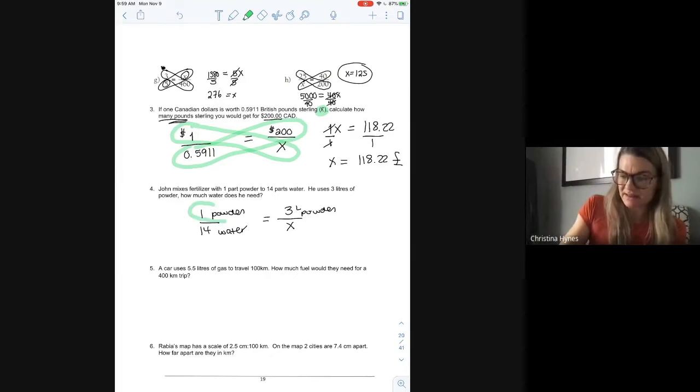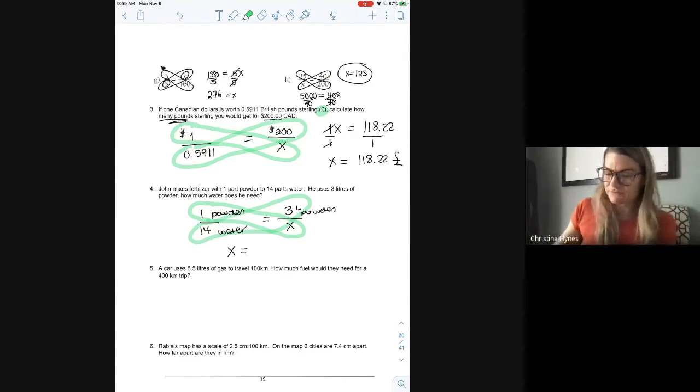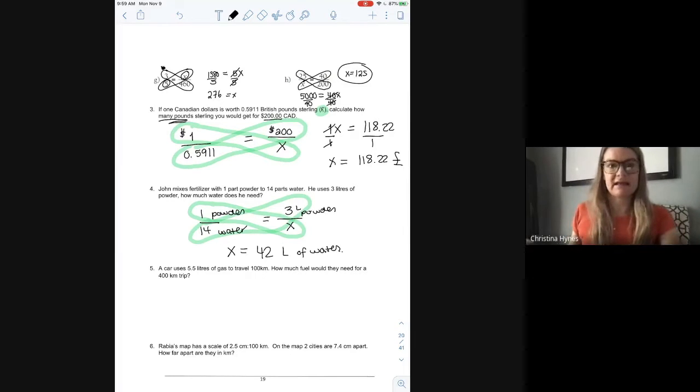Now you have to multiply these 2 guys together. 1 times x is just going to be x. You don't have to write the 1 in front of it, so that will actually save you time. Then your next step is to multiply these 2 guys together. 14 times 3 gives me 42. I don't have anything in front of x, which means I don't have to divide. So I'm just going to have 42 liters of water. And that's what I just found. Okay, how's our understanding, guys?